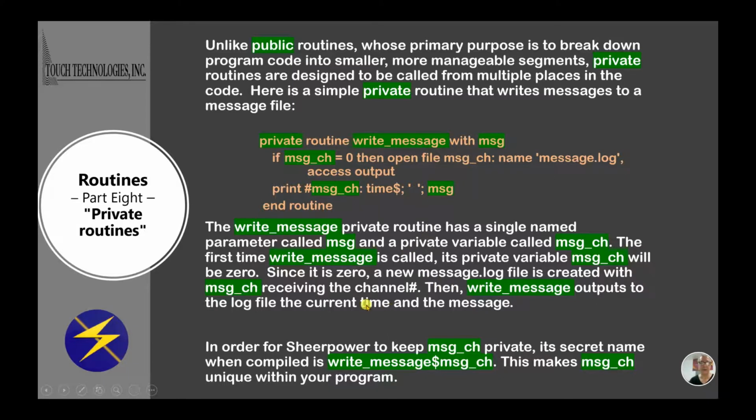Okay, and this is how it works. In order for Sheerpower to keep MSGCH private, it has a secret name when compiled, which is the name of the routine, write_message, and then a $ sign and MSGCH. This makes MSGCH unique within your program. We'll be talking shortly about how we handle the scoping of these things.